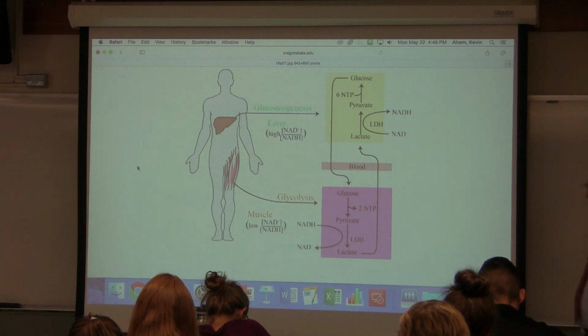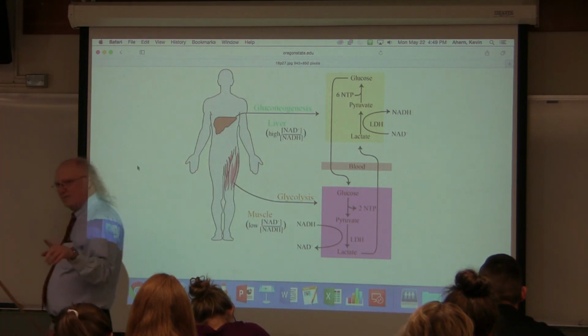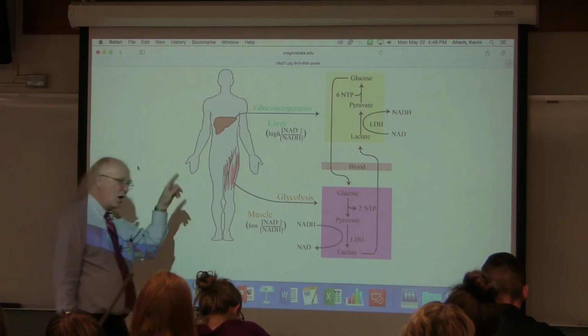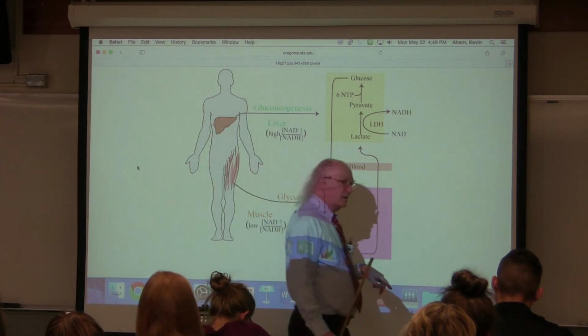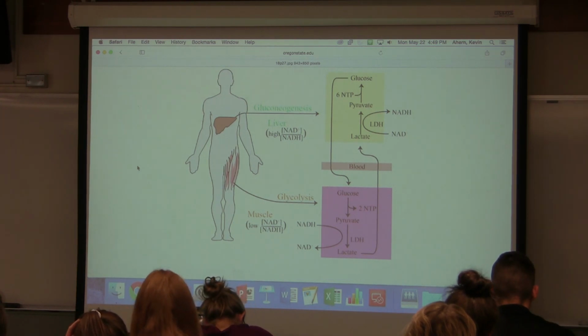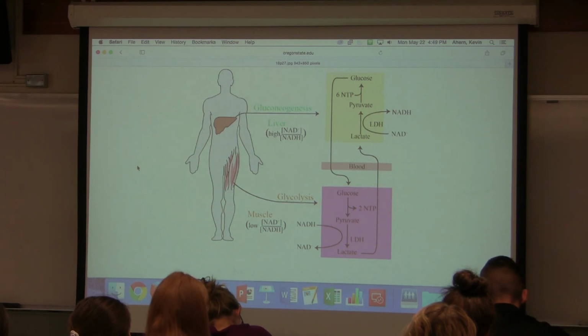So the Cori cycle is what I just described to you. Muscles produce lactate. Liver uses the lactate to make glucose, puts it back in the bloodstream for the muscles. And it just goes on and on and on. My liver is supplying my muscle cells with glucose. Really, really cool, really, really critical. Okay?